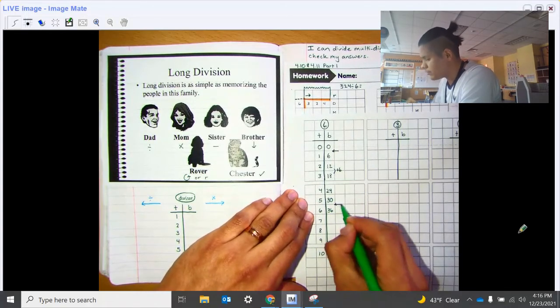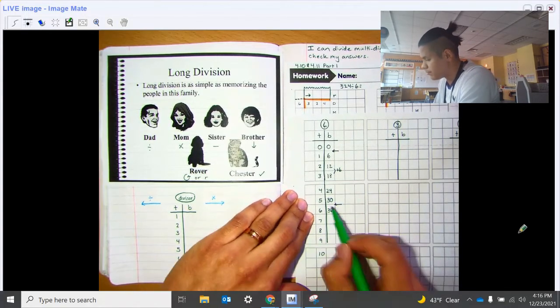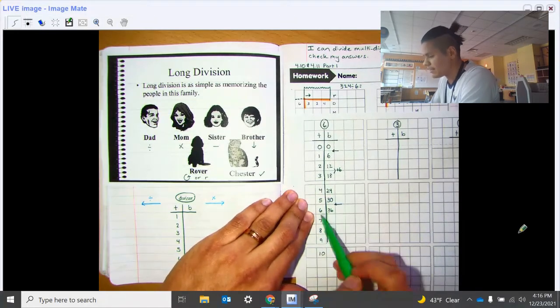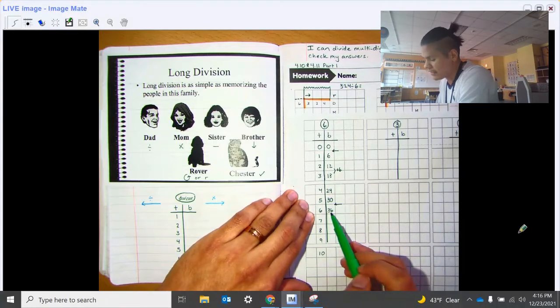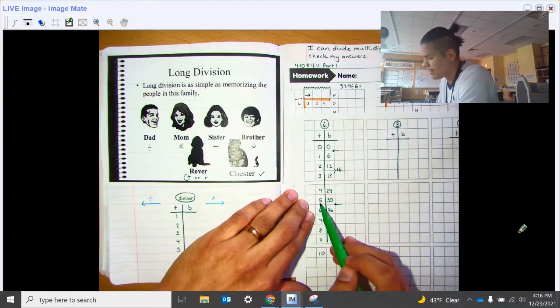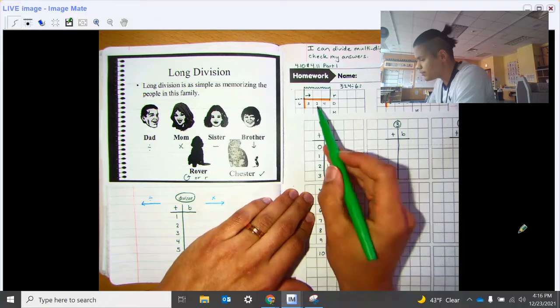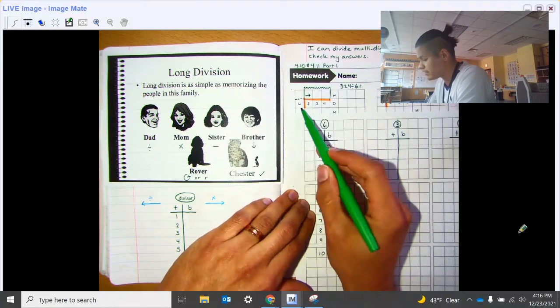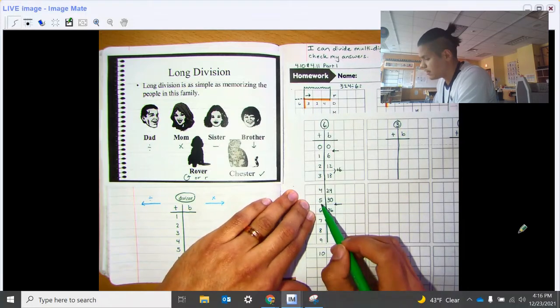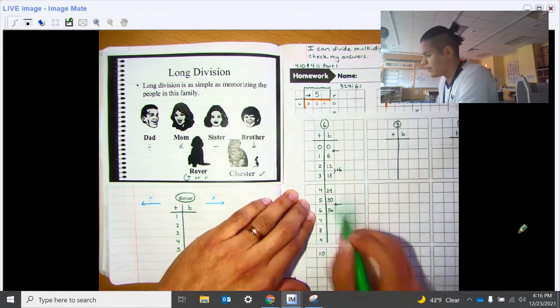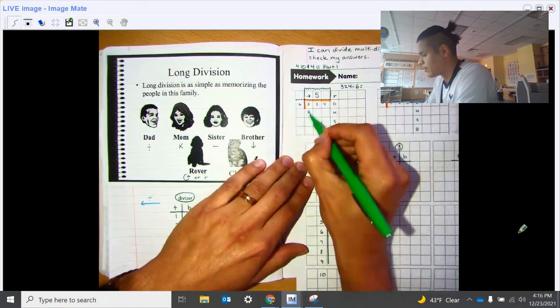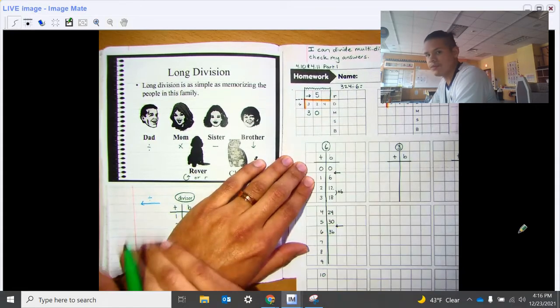So 32 is right in between the 5th multiple of 6, or 30, and the 6th multiple of 6, so 36. So because it's right in there, I don't have 36, I only have 32. I'm going to use 5 and 30. So 32 divided by 6, remember, if I go from right to left, is 5. 5 goes on top, and that 30 goes on bottom. That's very important. You're nice and neat, and you keep your place value organized.